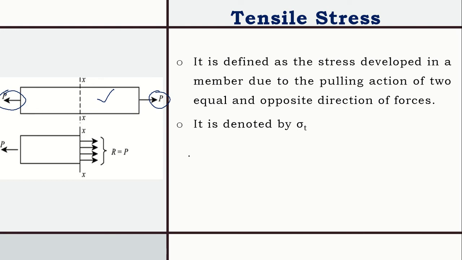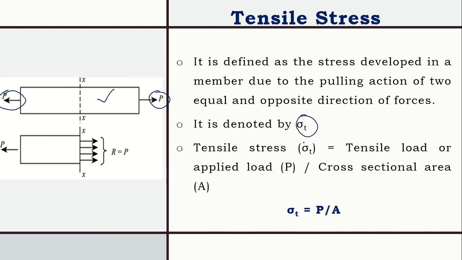So the pulling action of two equal and opposite forces is called tensile stress, and I already told, we denote stress by sigma, and tensile stress is denoted by sigma T. So the internal resistance offered by the material against this tensile loading is your tensile stress, which will be equal to again load by area. So sigma T is again the tensile load which is acting on the member by the cross section on which it is acting. You can see here the load is horizontal and the surface is vertical. So it is a normal stress.